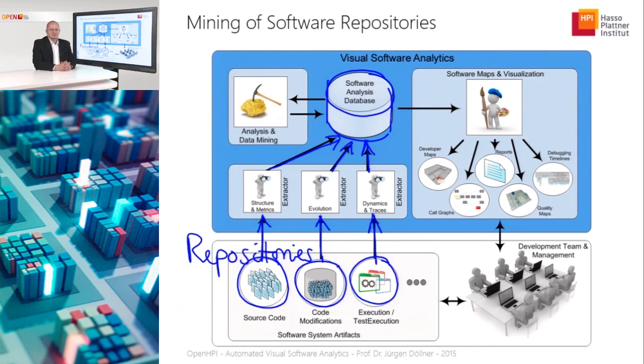So this is how mining software repositories works. Typically they exist, and typically they are not interlinked, or at least not heavily interlinked. And the data and the metadata stored in these repositories is the most important input for visual software analytics, which is then analyzed, maybe by data mining algorithms, and then visualized by different concepts, for example, by software maps.